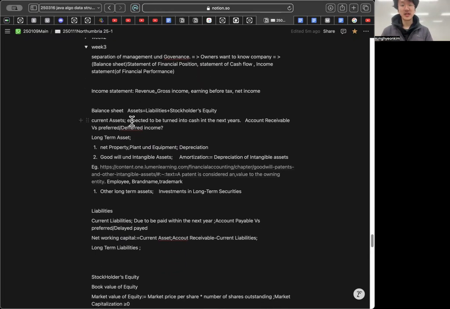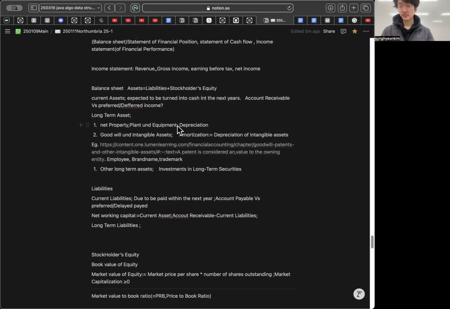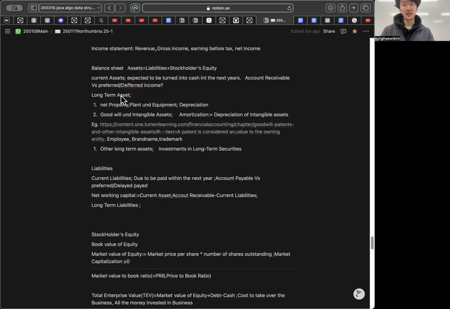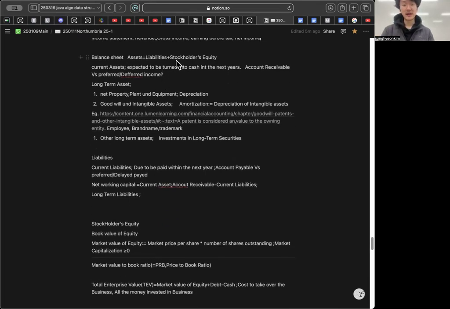is financial performance. For the income statement, you should remember that there's revenue and there's net income. They directly relate to each other: revenue minus something equals gross income, minus something equals earnings before tax, and it becomes net income. Once you have net income, you can do analysis like net income divided by the number of shares, which is EPS. I will talk about it later. For the balance sheet, the important formula is asset equals liability plus stockholders' equity.